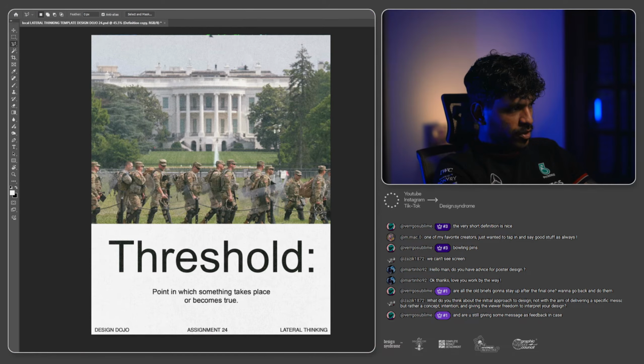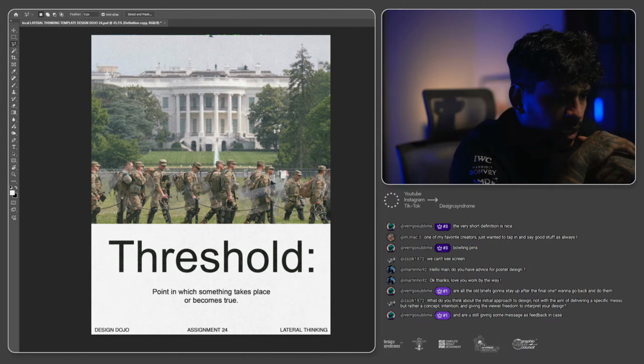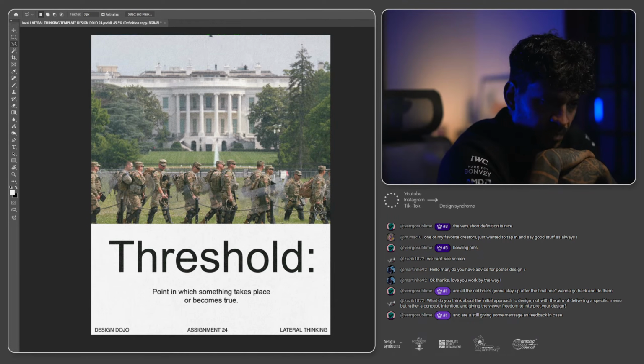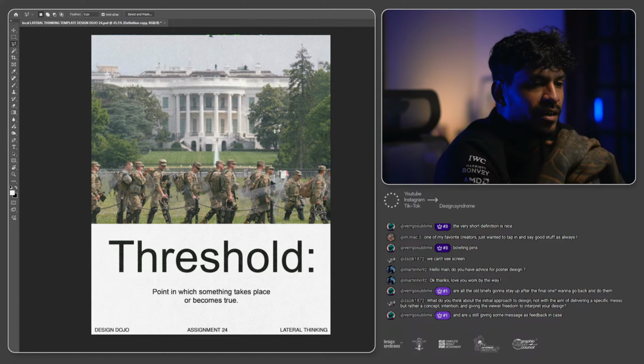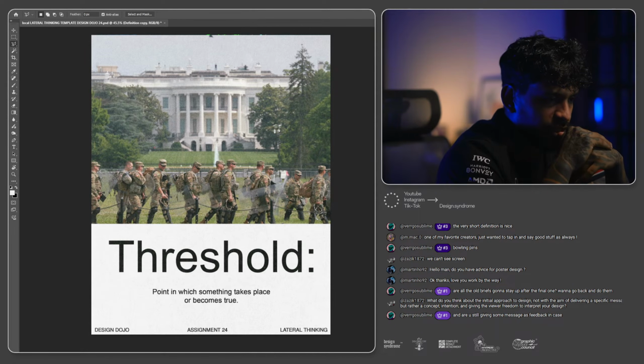So, oh wait, we were talking about this threshold. I like it. What do you think about the initial approach to design? Not with the aim of delivering a specific message, but rather a concept, intention, and giving the viewer freedom to interpret your design.